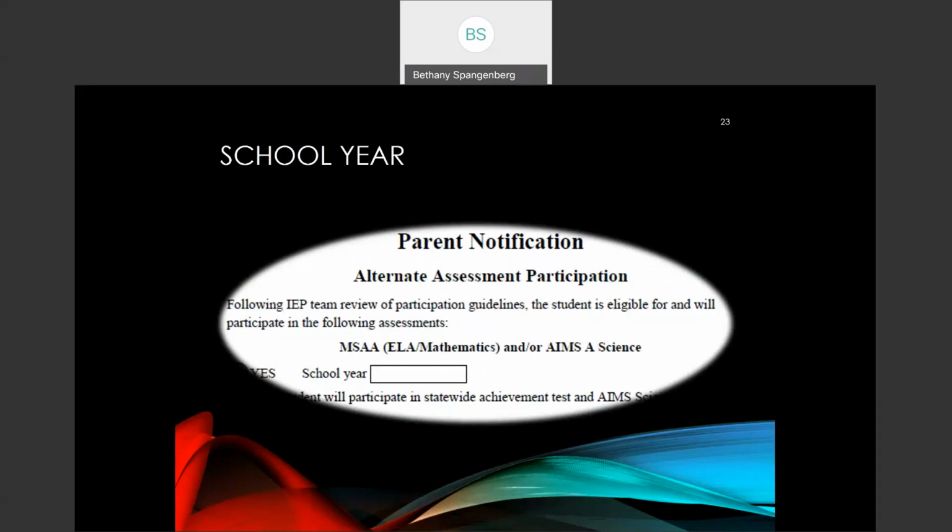For IEP teams determining eligibility for the following school year, there's a text box to indicate which year the student will participate. For example, an IEP team determining eligibility in grade 2 or 9, or in the spring, may indicate that the student will not participate until the following year. For determinations made in September or October for students in grades 3 through 8, 10, and 11, it will be clear that the student will participate in the coming spring.